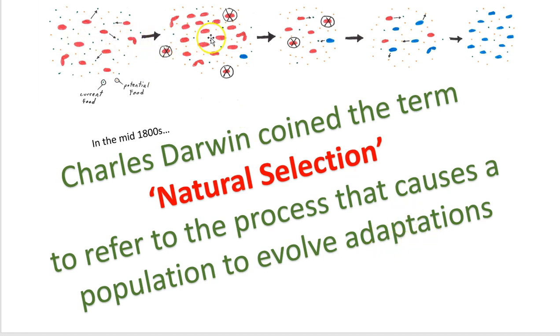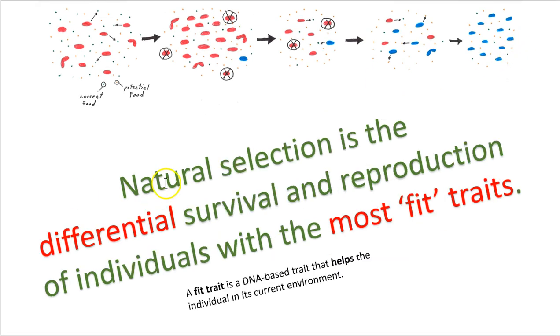So this sequence of events up here, Darwin is going to argue, is a natural process, and it explains how it is that species become equipped with adaptations, useful traits that help them survive and reproduce. Now, natural selection can be summarized as the differential survival and reproduction of individuals with the most fit traits. And a fit trait is a DNA-based trait that helps the individual in its current environment. It has to be DNA-based so it can be passed on. It's a heritable trait.